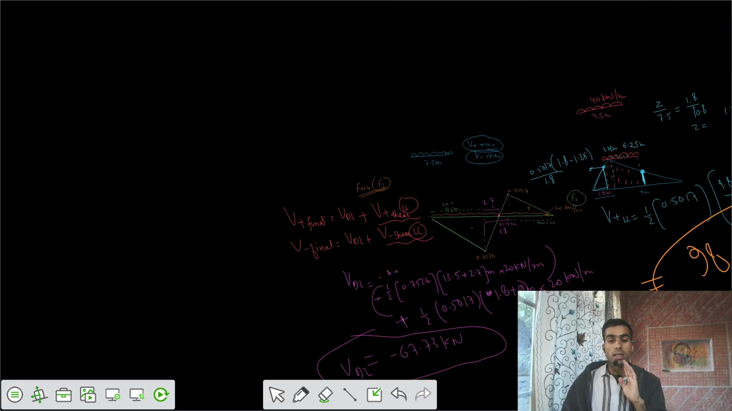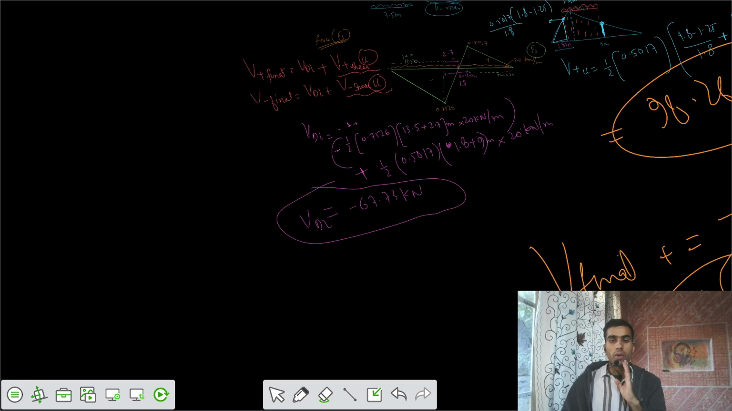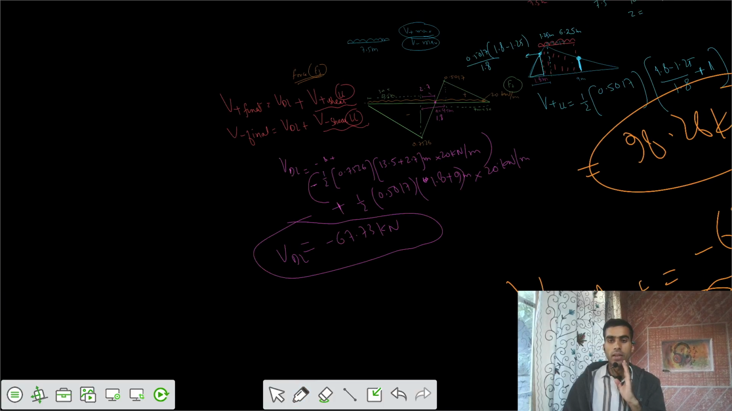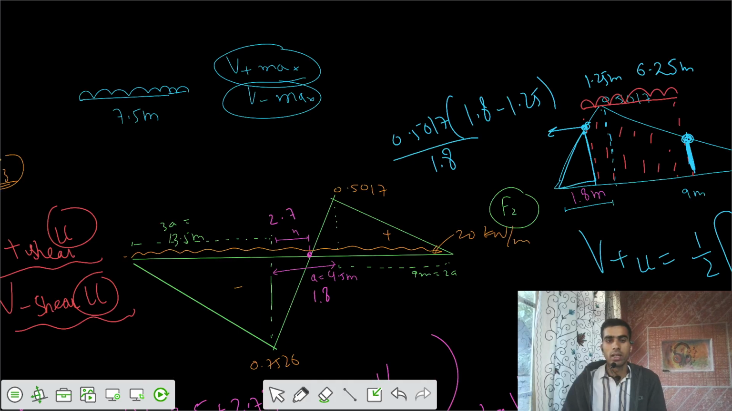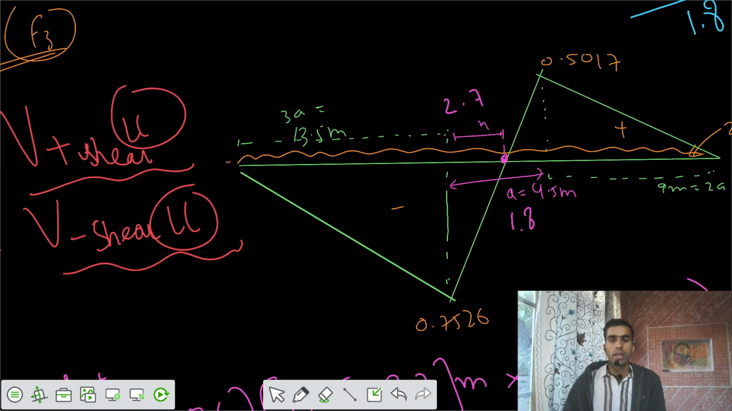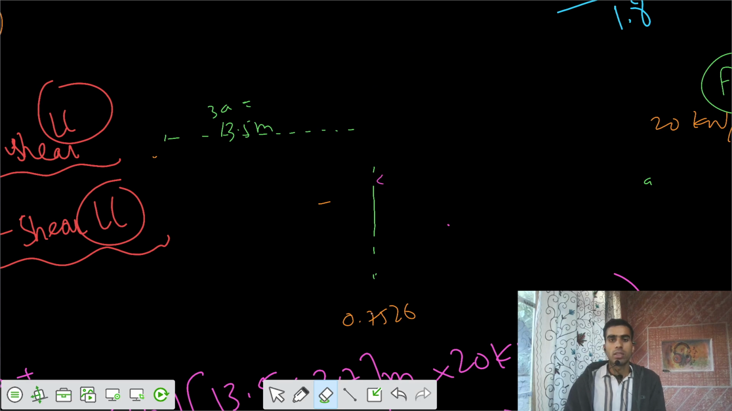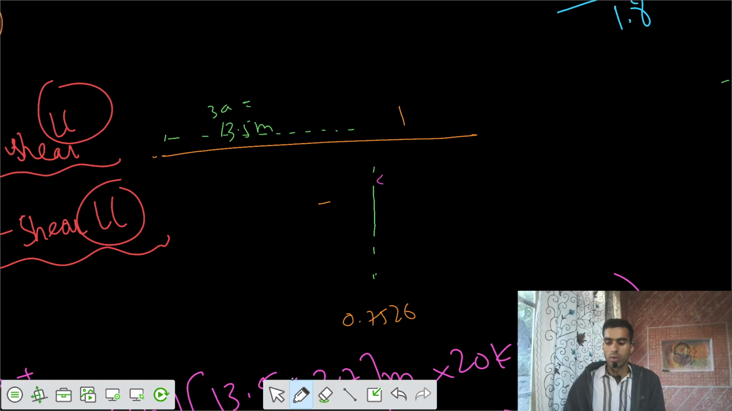Now the second case is that we need to calculate the force because of the negative side area. Let's take that negative area. So let's remove all of that data and have this only. This was the length of 13.5. After that we have one more length, 2.7 meter, and we have this negative triangle.